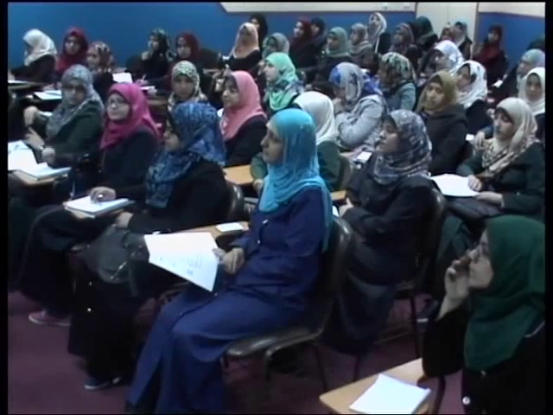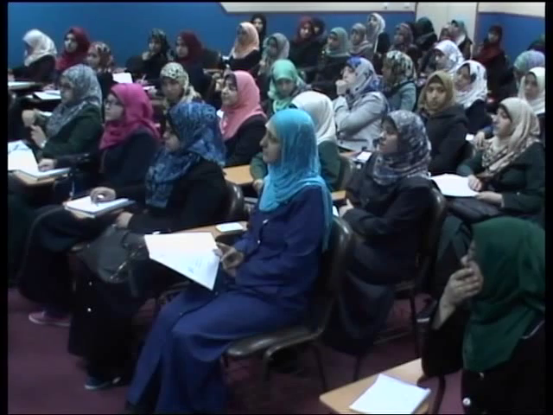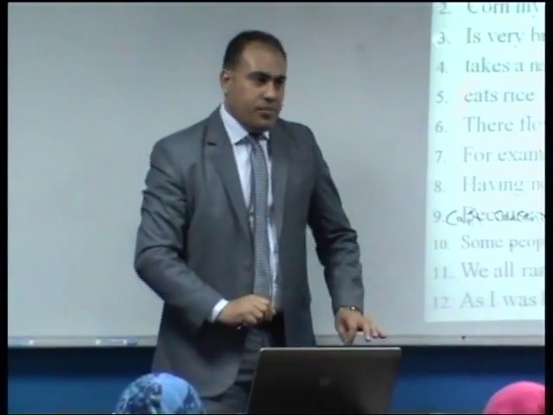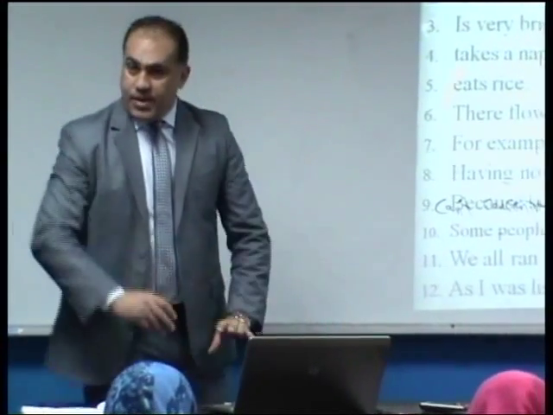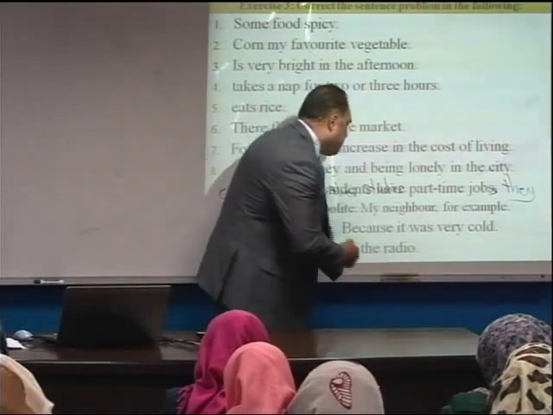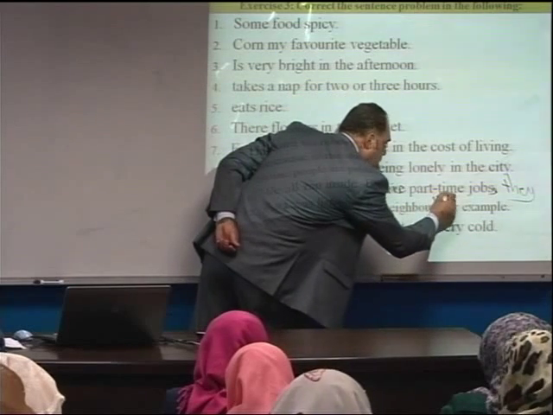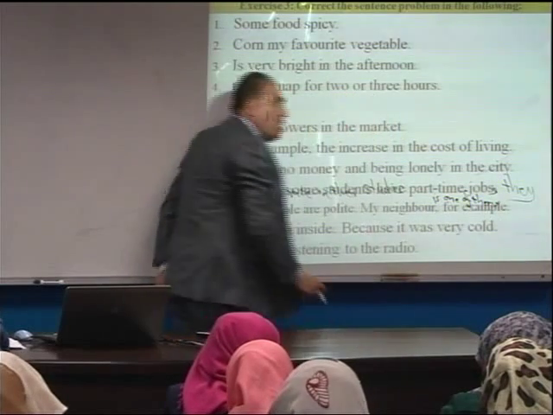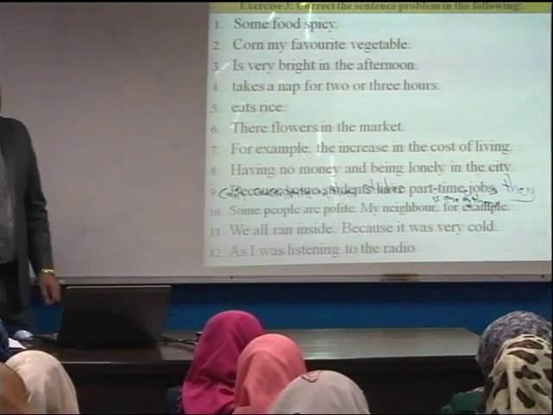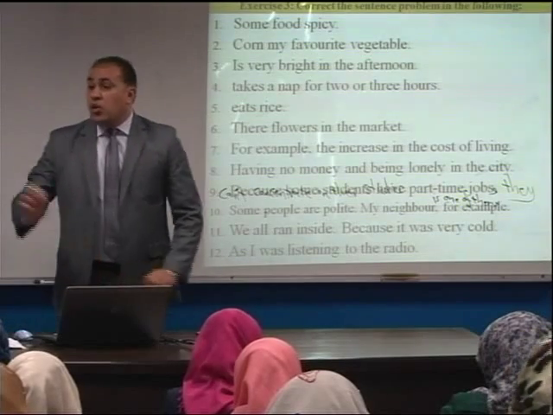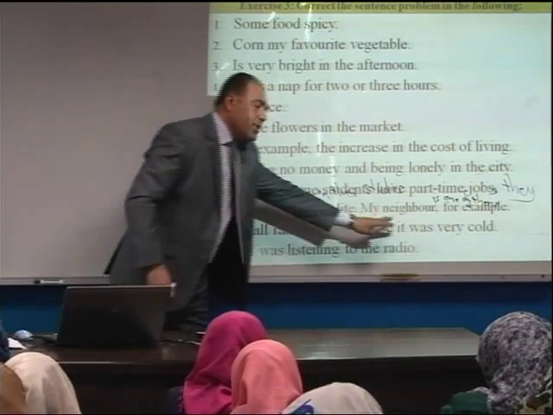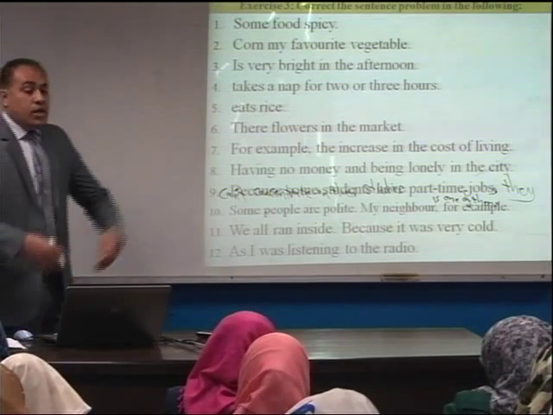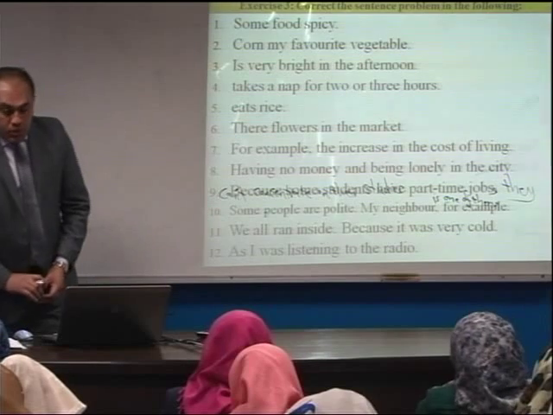Yes, please. My neighbor, for example, one of them. Very nice. My neighbor is one of them, for example. For example, my neighbor is one of them. So the second part is, my neighbor is one of them, comma, for example. Or we can say, for example, comma, my neighbor is one of them. So just my neighbor by itself is not a sentence. So we have to add a verb and a complete idea to it.